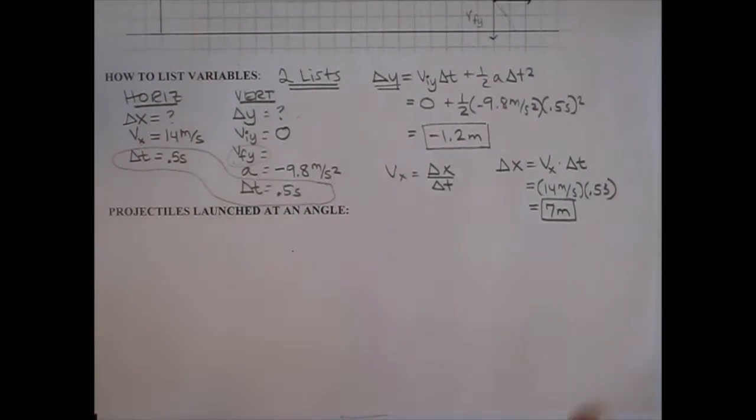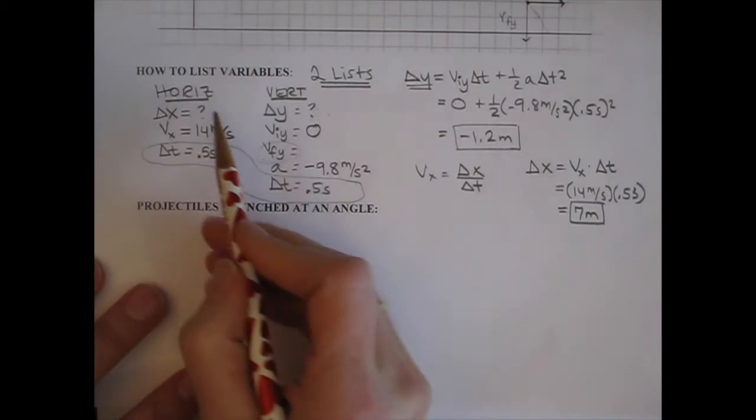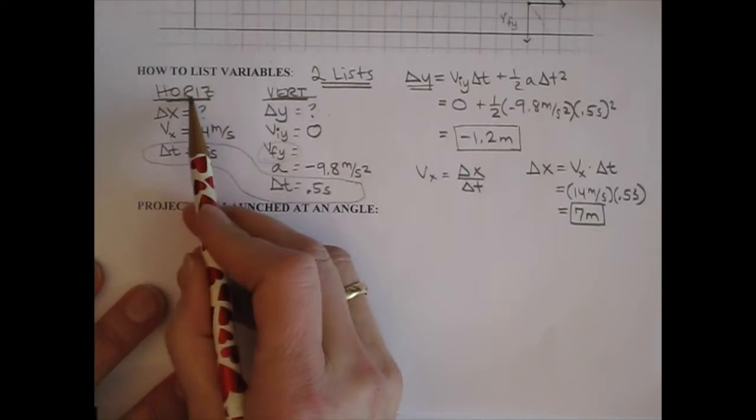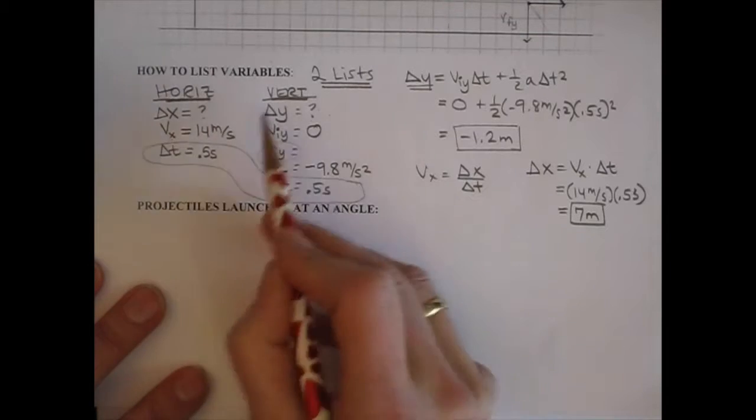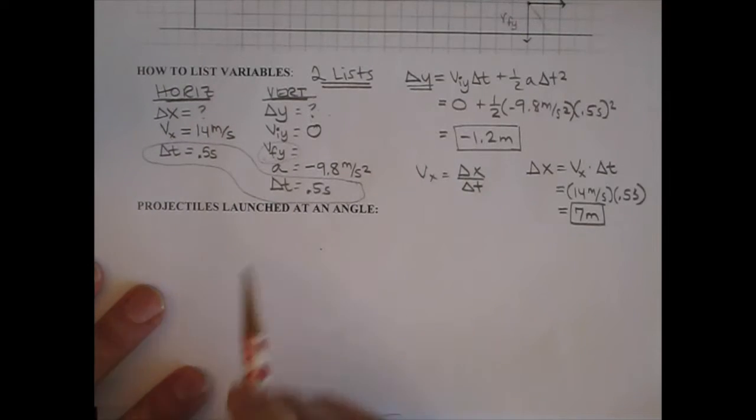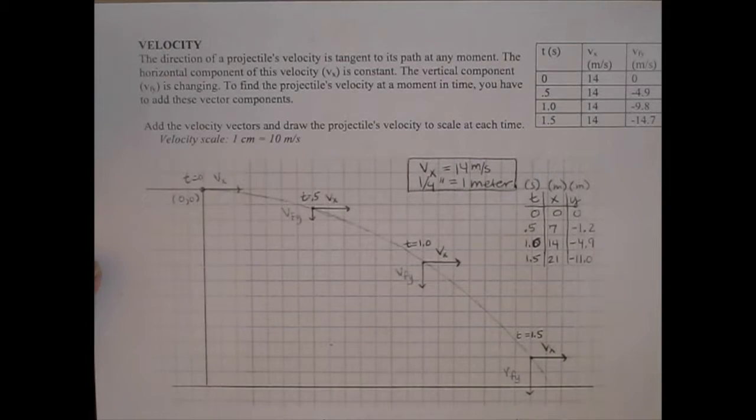So whenever you're solving problems with projectile motion, be sure you make 2 lists of variables, one for the horizontal aspect of the motion and one for the vertical aspect of the motion. Okay, our next task is to talk about the velocity at different times in the motion.